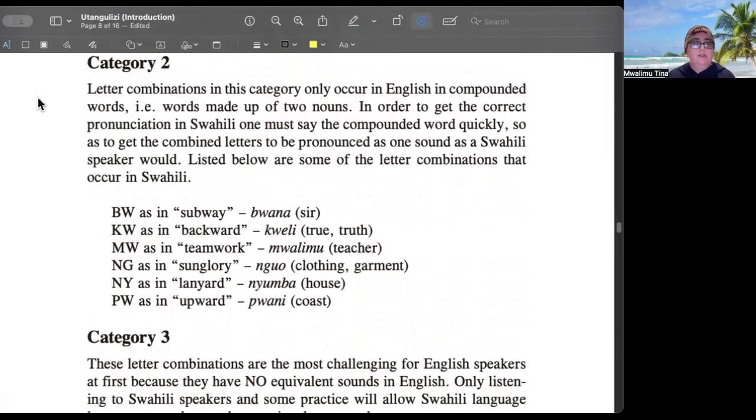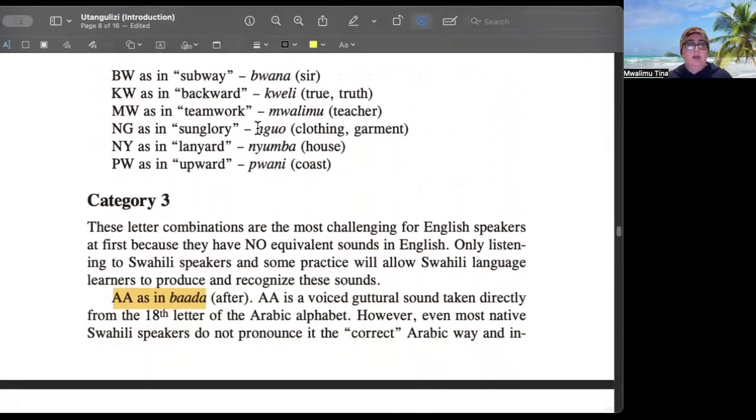The next category gets slightly more difficult when compared to English. Let's review. BW, as in subway. For example, buana, buana. KW, as in backward. For example, kweli, kweli. MW, like teamwork. Mwalimu, mwalimu.